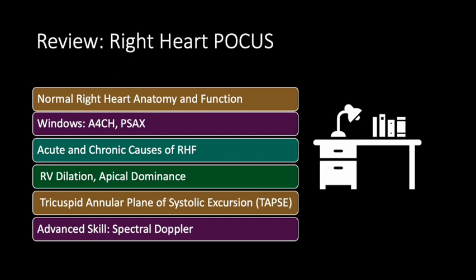So in review, we used this lesson to talk about the normal right heart anatomy and function, and talked about some of the windows that we have to utilize to evaluate the right heart, most notably our apical four-chamber view and the parasternal short axis view. We then looked at some of the acute and chronic causes of right heart failure, including right ventricular dilation, apical dominance, and using the TAPSE and Doppler skills to further assess this side of the heart.